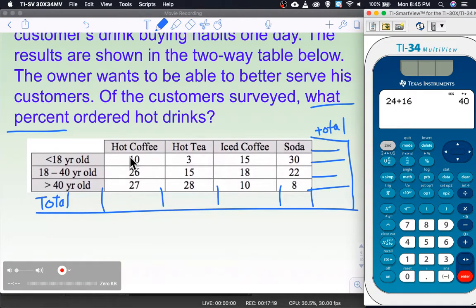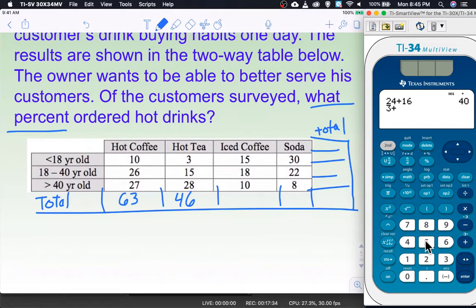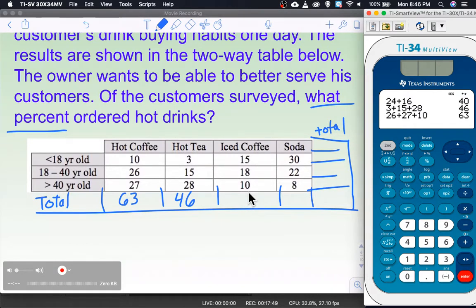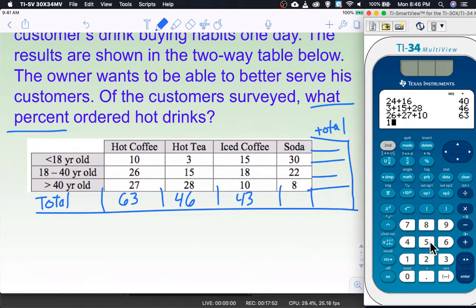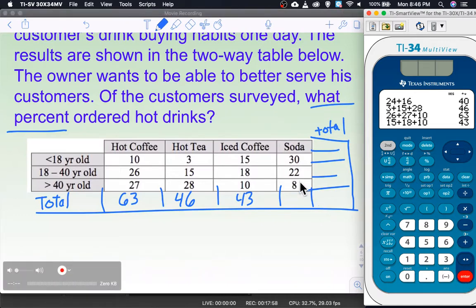So 20, 40, 50, 63, 28, 38, 41, 46. I should probably use my calculator to double check me because I'd hate to mess up one small thing, but I'm pretty sure I'm right. There we go. That was 46. 26 plus 27 plus 10. See, I'm good. That's 30, 43. Double check it. 15 plus 18 plus 10. And lastly, that is 30, and 30 makes 60. I'm not even going to check that one.